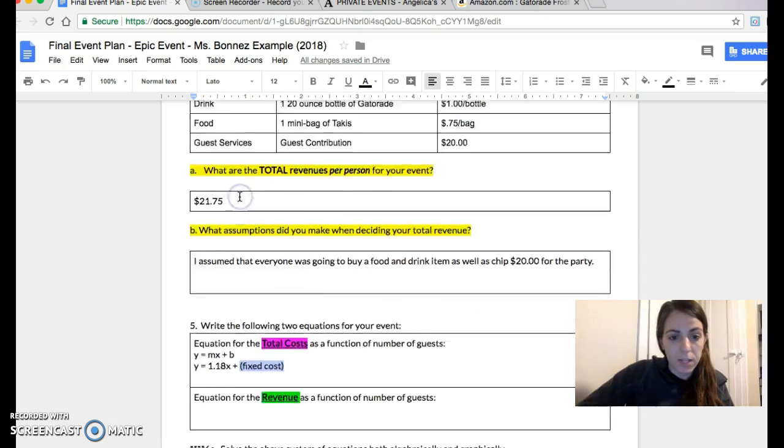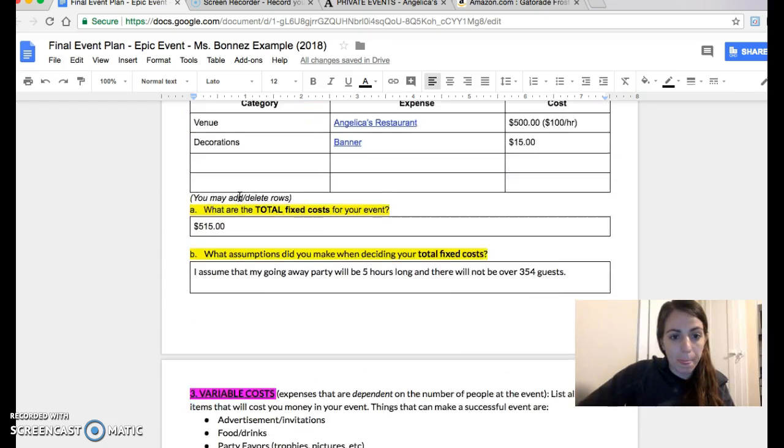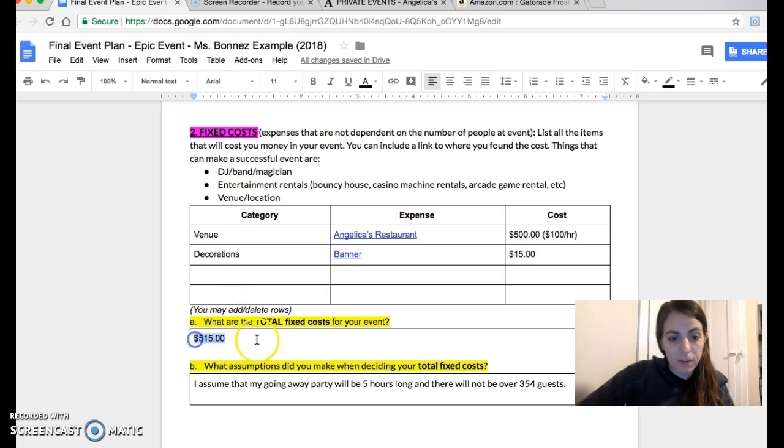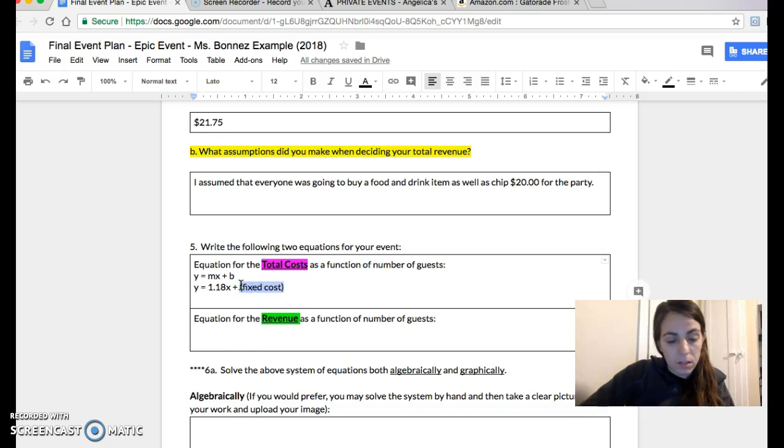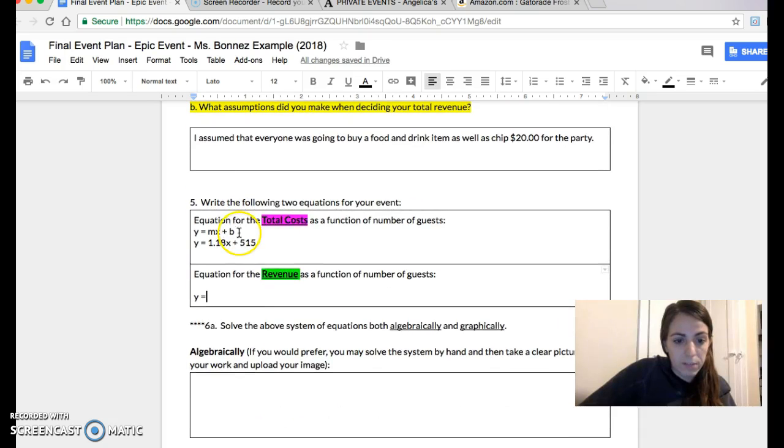Well, your fixed cost was however much it costs for the venue and the decorations. So that was $515. Notice how I'm not using dollar signs, or I don't have to write 515.00. I can just write 515 in my equation. So don't use dollar signs. That's not necessary, because we should know when you graph and you explain your project that the unit is money. So you don't need to write a dollar sign. We're talking about money. Revenue is just going to be how much I expect to make per person. So that's right here, $21.75.